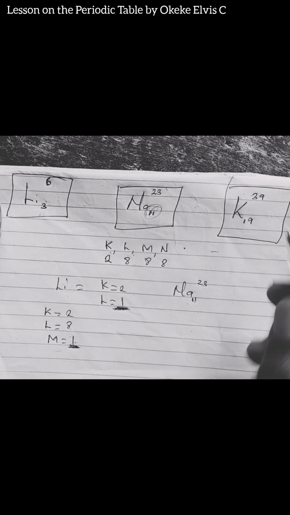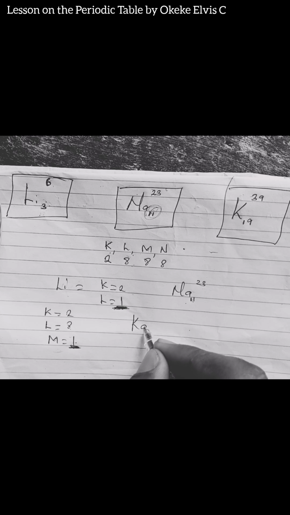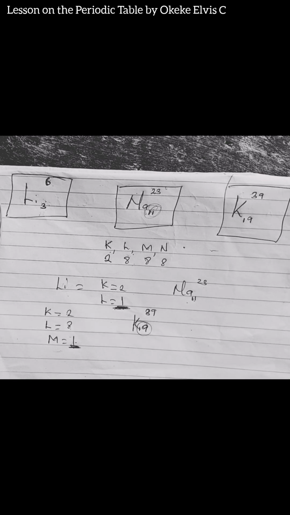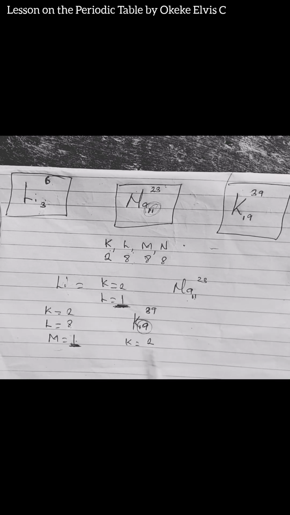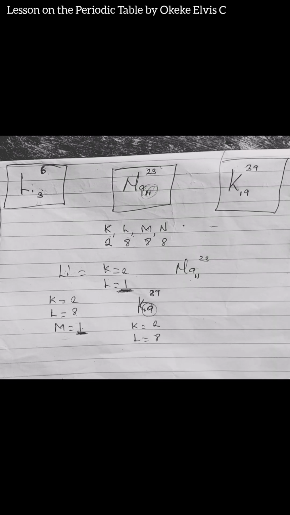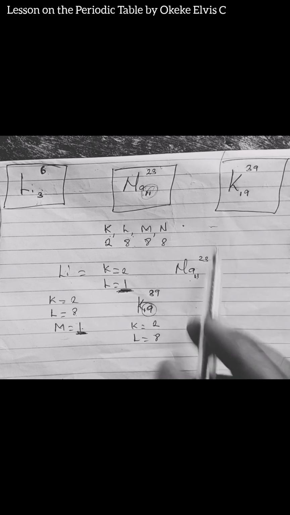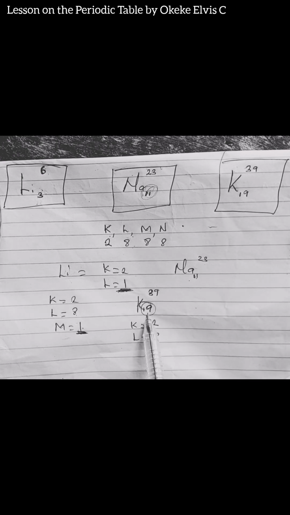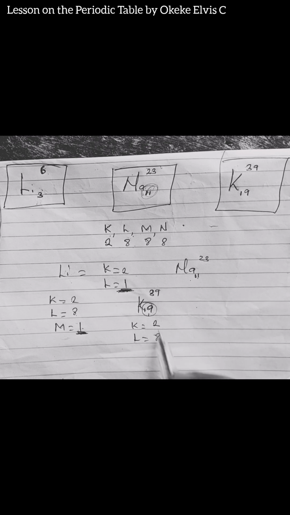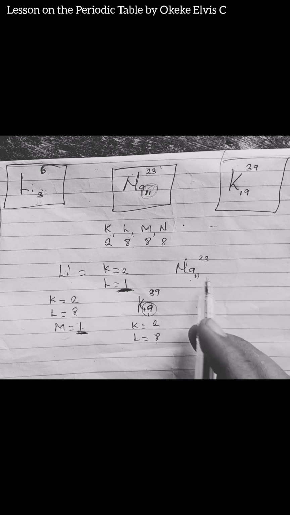Finally, let's do the one of potassium. Potassium is actually 19 and 39. So like I said before, we also use the atomic number. So K is going to take only 2 electrons as usual. Then L is going to take 8 to make it 10, but we are looking for 19 because the atomic number for potassium is 19. So L will take 8, to get 10, remaining 9.